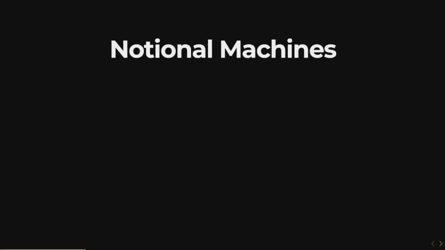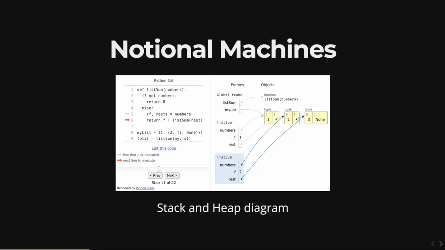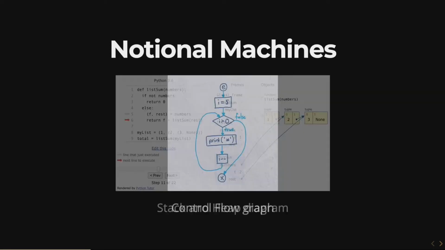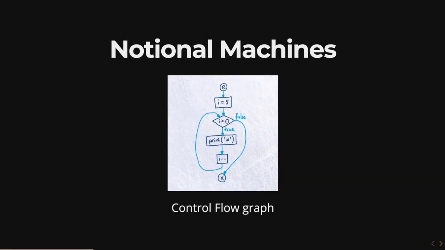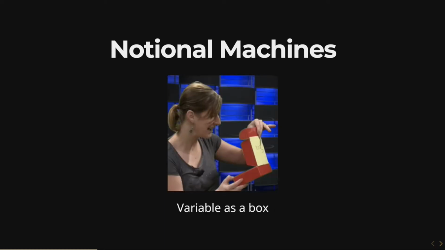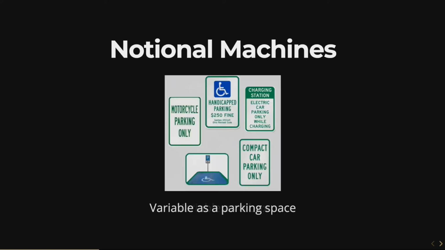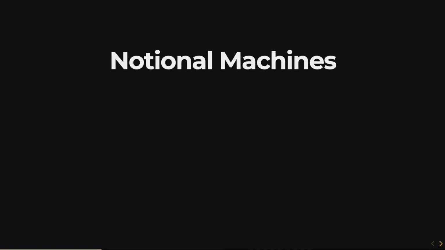What are notional machines? Well, if you ever used them, for example, to reason about the state of memory during program execution, or if you used a control flow graph to explain control flow, or even analogies such as a variable is a box that stores a value, etc. Or maybe a variable is like a parking space because it has types, so you can't park any car in any parking space, something like this. All of these are examples of notional machines.